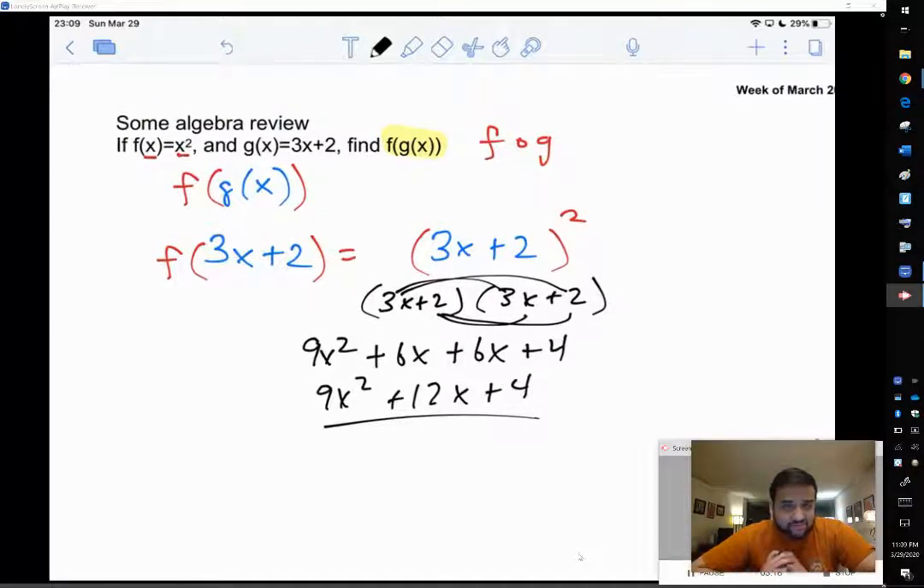Now this may seem to have no relation to geometry, but you'll see the connection in just a bit. This is called a composition of functions, putting one function inside the other, or applying one function to another.